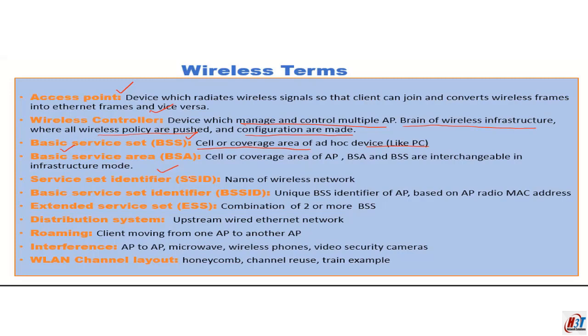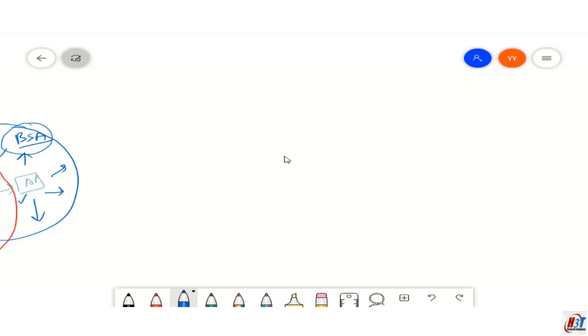SSID stands for Service Set Identifier. Actually, SSID is the name of a wireless network, or the name of a wireless LAN, wireless local area network. So what actually is a wireless local area network? Before we discuss wireless local area network, let's discuss what LAN is. LAN stands for local area network.